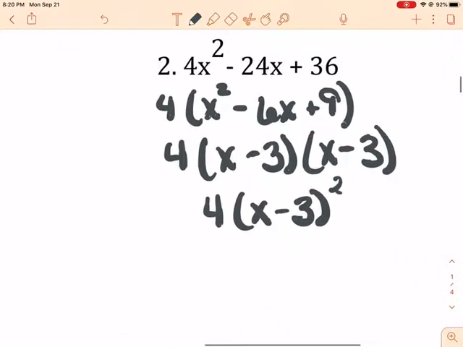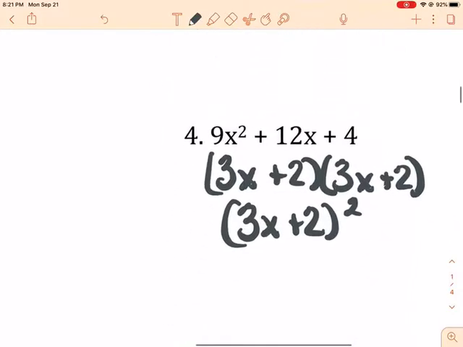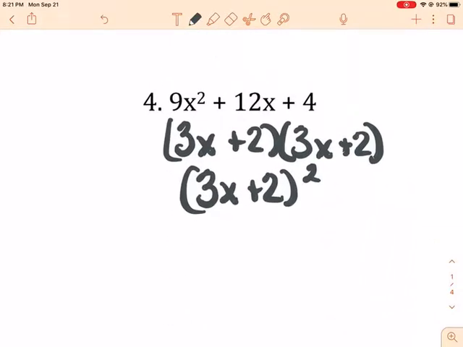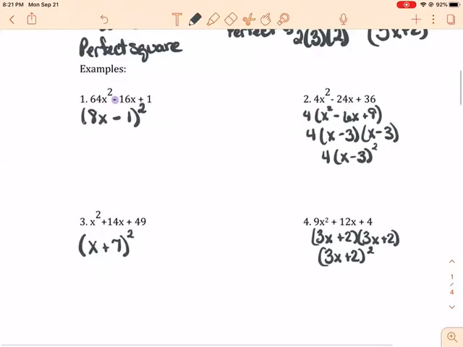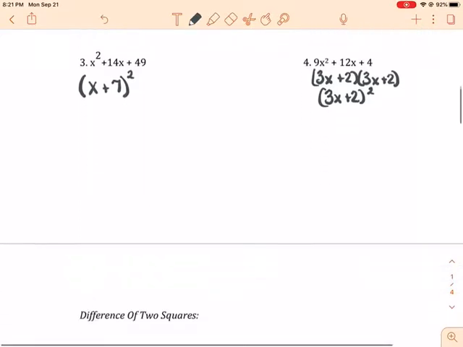Okay, so I gave you some hard ones. You had to factor out a greatest common factor first. You didn't have to, it just makes life easier. If you didn't, your answer would be 2x minus 6 quantity squared. And then here, 3x plus 2 quantity squared. In fact, that's the same one we did in our example. All right, so that is the perfect square trinomial ones.